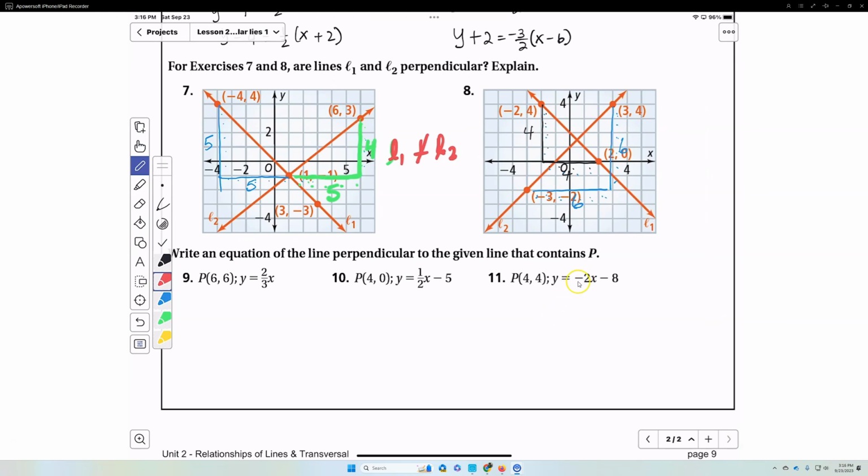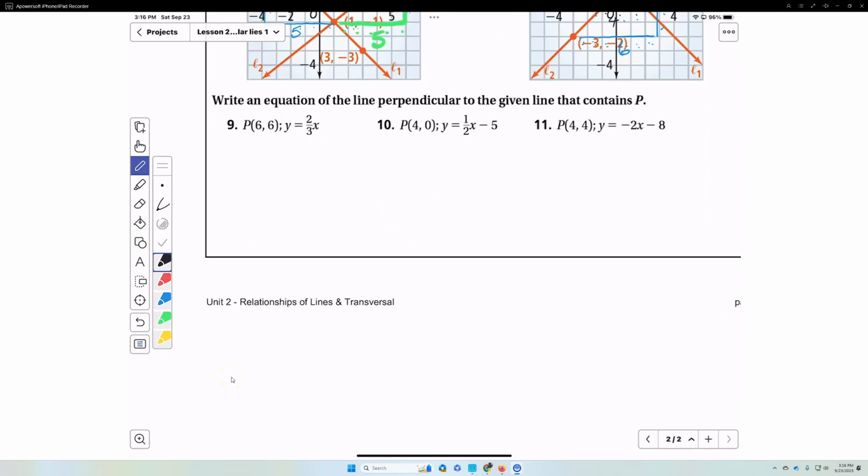For number 8, we're going to do the same thing. I went ahead and described the rate of change for each line. This one is -4/4, and this one is 6/6. Both of them are opposite in value and reciprocal. So we can say that L1 is perpendicular to L2 because the slopes are opposite in value and reciprocal.